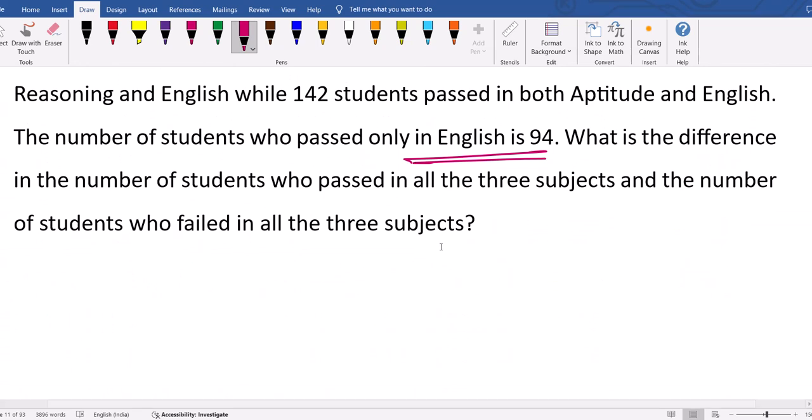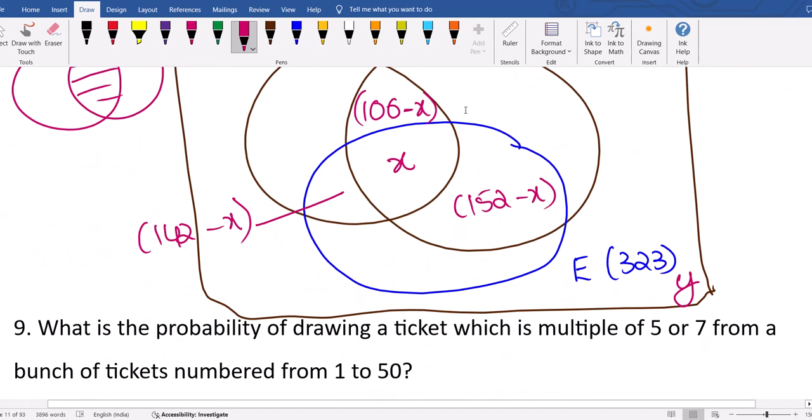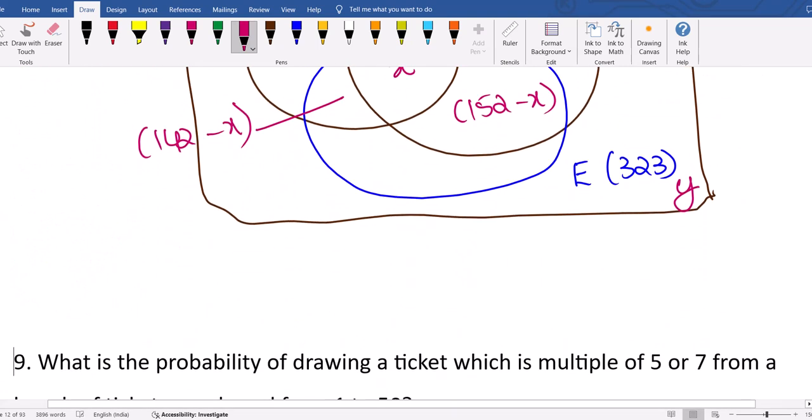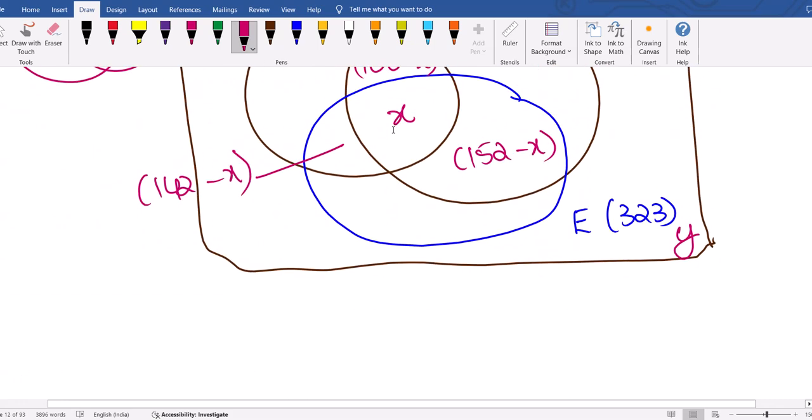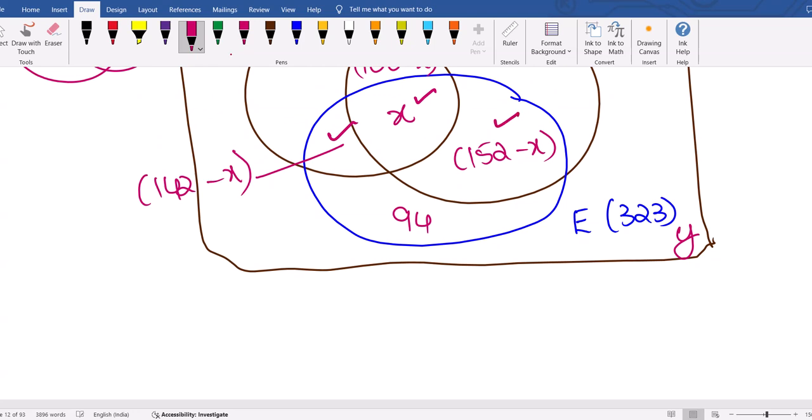How, sir? What is the English circle totally? This blue circle, English total? 323. Okay. Now, only English is 94. Only English means this part, 94. See, adding all these parts, this part, this one and this one, adding should give 323.